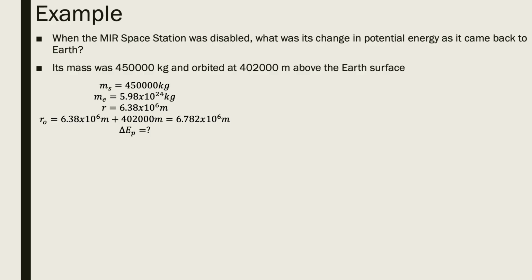So, as usual, start out by writing out the information we have. We have the mass of the satellite, mass of Earth. We know the radius that it's going to end at, which is the surface of Earth. We also have our initial radius, which would be the surface of Earth, or radius Earth, plus how high above Earth's surface. So we get 6.782 times 10 to the 6 meters. And we're looking for a change in potential energy.